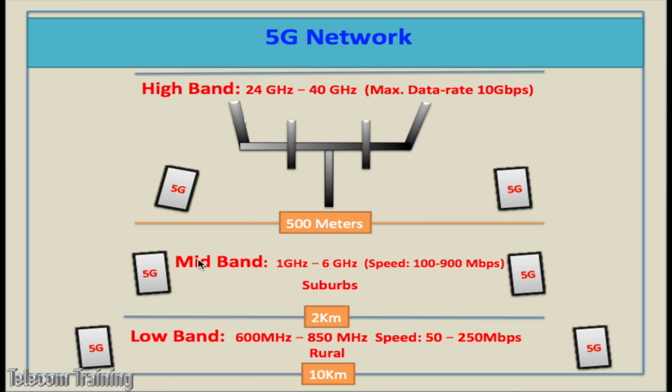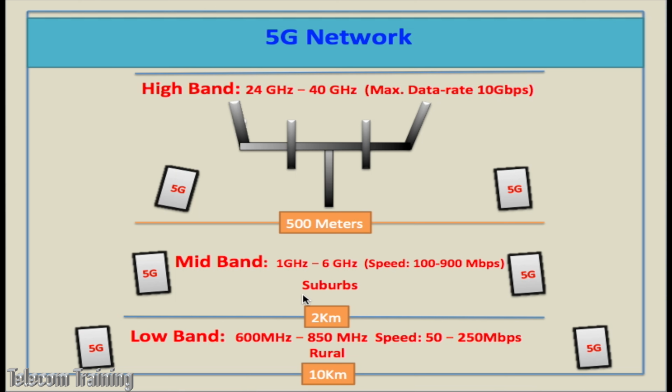So this mid-band is between 1 gigahertz and 6 gigahertz. You look at the difference: 24 gigahertz to 40 and just 1 to 6, much lower frequency. That's why the speed is so much lower. So this is usually used for the suburbs.